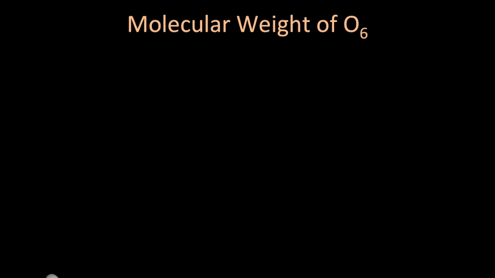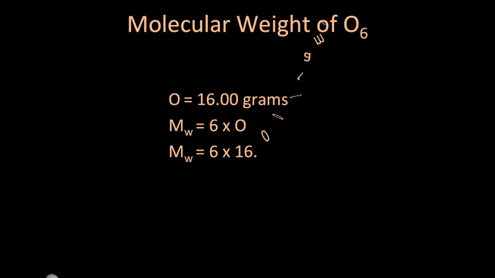Next, you'd have to repeat this procedure for oxygen. According to the periodic table, oxygen has an atomic mass of 16 grams. Since there are 6 atoms of oxygen in this formula, you have to multiply 6 by 16 to get 96 for the molecular weight.